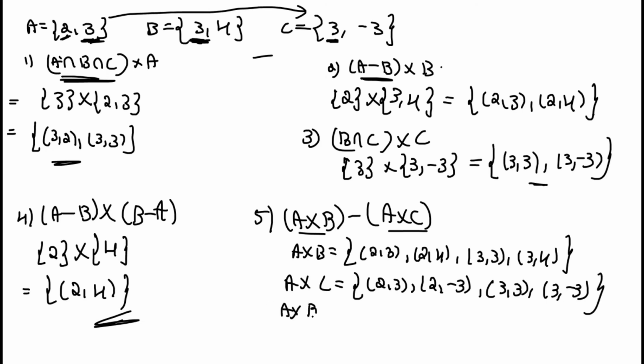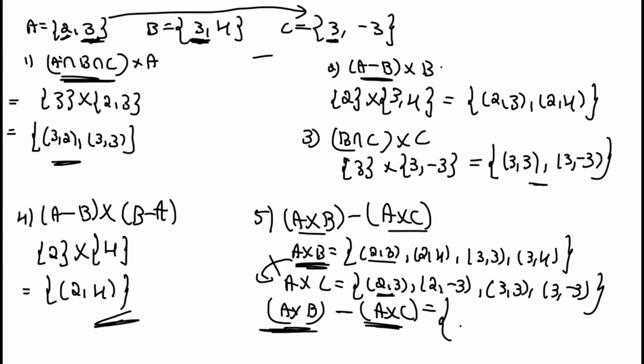A cross B minus A cross C. What's the meaning? Its meaning is the elements of A cross B which are not in A cross C. You need to write the elements of A cross B that are not in A cross C. (2, 3) is in A cross C. Next, (2, 4) is not in A cross C. Then (3, 3), here you can find (3, 3). Then one more element is there, that is (3, 4). Therefore A cross B minus A cross C is the set of all ordered pairs (2, 4) and (3, 4). This is the solution for the given question.